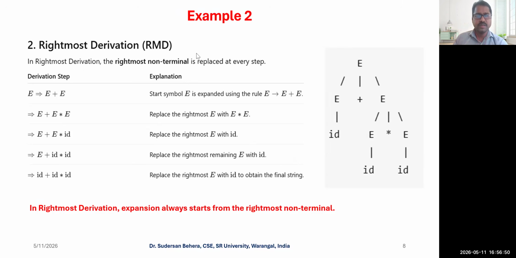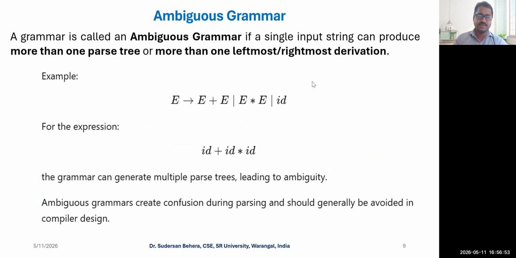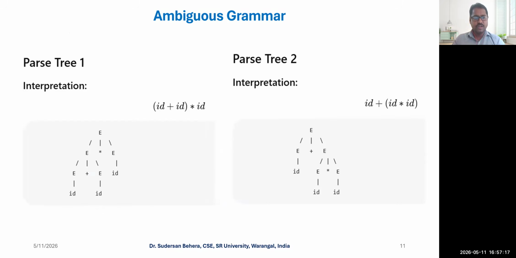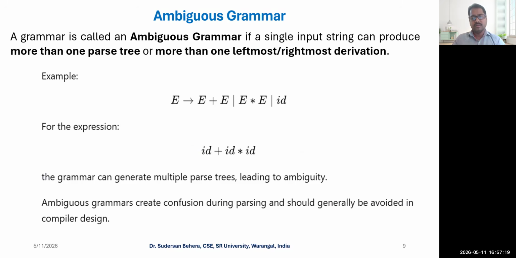Now the next topic is ambiguous grammar. I took the same example here, just to clear your doubt: what is an ambiguous grammar? A grammar is said to be ambiguous if it has more than one leftmost derivation or more than one rightmost derivation for the same string. Try to understand. Such a grammar is called an ambiguous grammar.